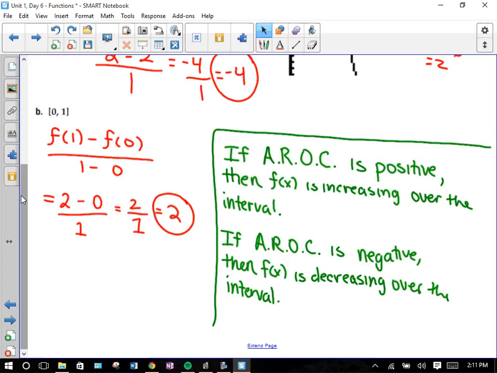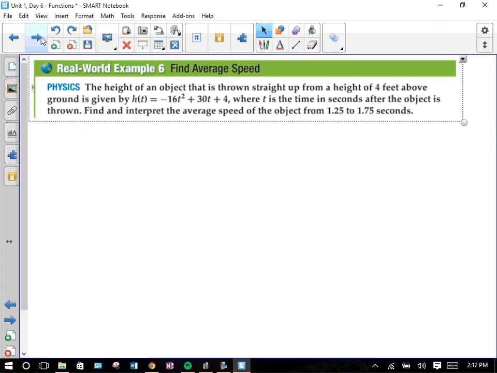Alright. So here you go. It says the height of an object that is going straight up from a height of 4 feet above ground. So right, I'm gonna throw this phone. Alright? It's given by h of t is equal to negative 16 t squared plus 30 t plus 4, where t is the time in seconds after the object is thrown. Find and interpret the average speed of the object from 1.25 to 1.75 seconds.